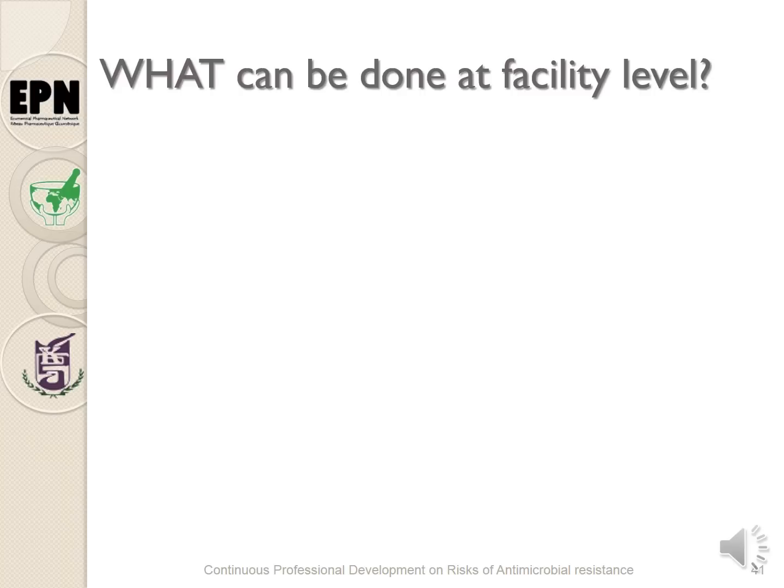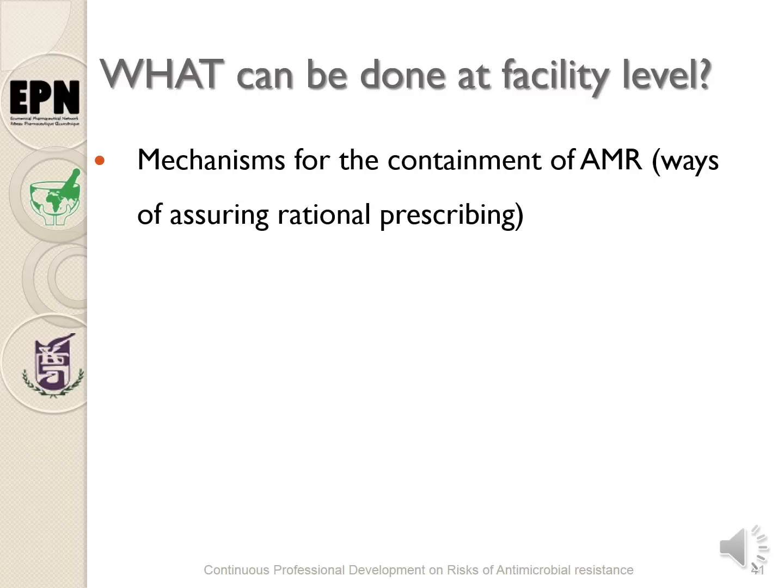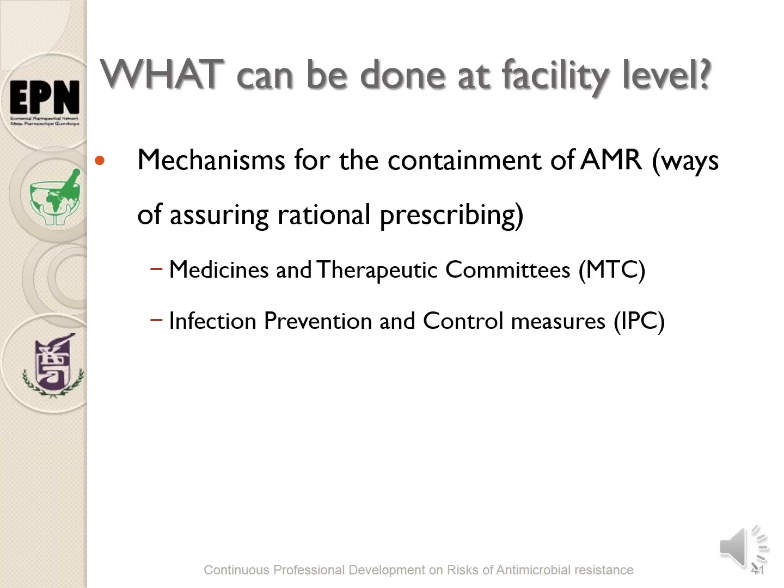So, after covering all this knowledge, what can we do at a facility level to contain antimicrobial resistance and reduce the demand for antimicrobial agents? We can put in place mechanisms that can contain antimicrobial resistance. For example, we can activate our medicines and therapeutics committees so that we are able to make the best choices and judgment based on evidence. We can put in place infection prevention and control measures to reduce the incidence of infections that would ultimately reduce the demand for antimicrobial agents.